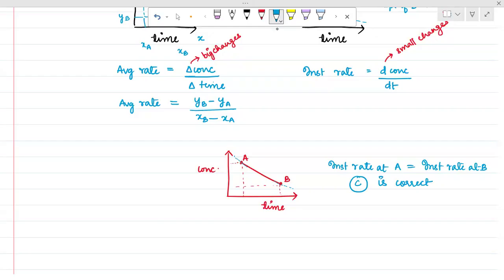So revise this topic, whatever we have learned till now. In the next session, we'll start off with zero order reactions. Please write the heading, kinetics of zero order reactions. So no homework. We'll do questions from that as well. Kinetics of zero order reactions.